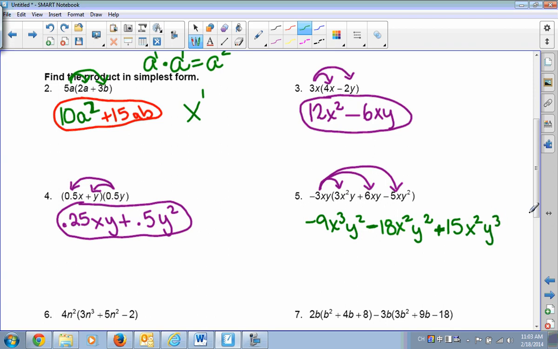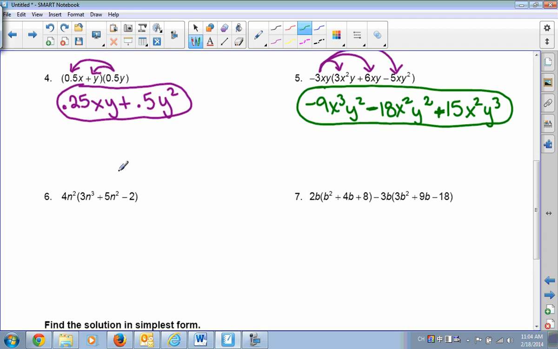Good. Now notice, none of these are like terms. X cubed y squared, x squared y squared, x squared y cubed. You can't combine them now. But like yesterday, we could combine some of them. Tomorrow we're going to be able to combine some of these terms. That's why we had to learn yesterday's lesson first. Yes, you're multiplying and then you're combining like terms. That's correct.